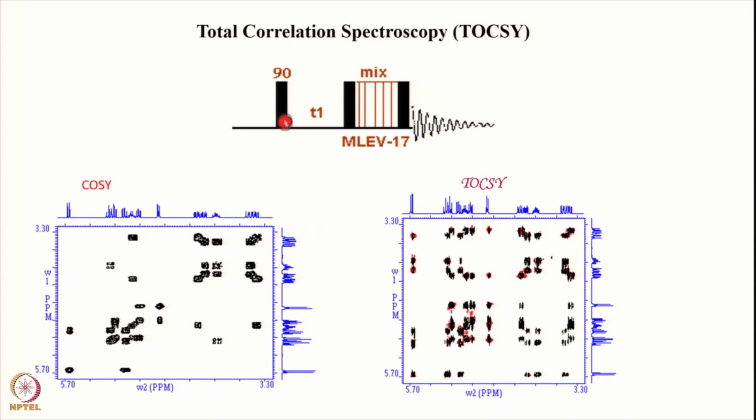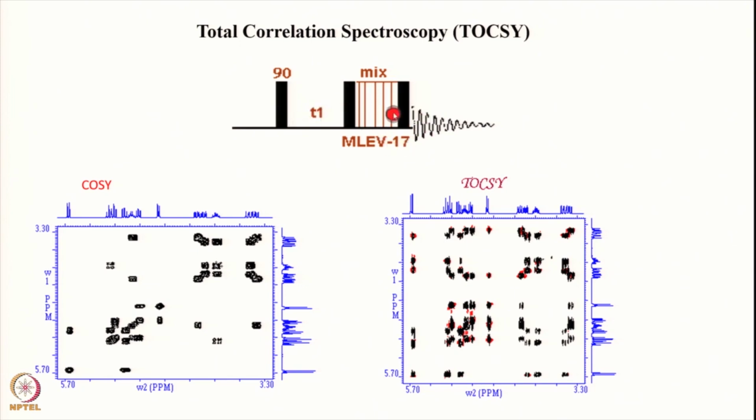So it goes like this: you have the 90-degree pulse, you have the t1 evolution period, and the mixing now is not one pulse but a series of pulses. There are several; we will not go into the details of those, but this is a series of pulses which are nicknamed MLEV-17. There are 17 pulses here, okay. We will not go into the details of those. This is a particular sequence of pulses, all of them 180-degree pulses.